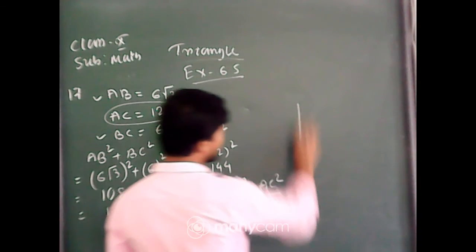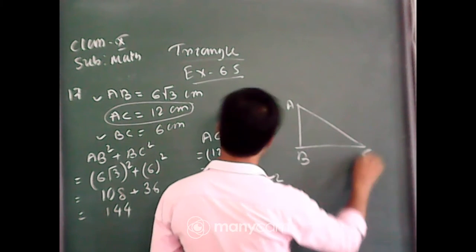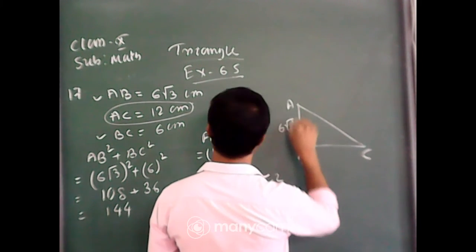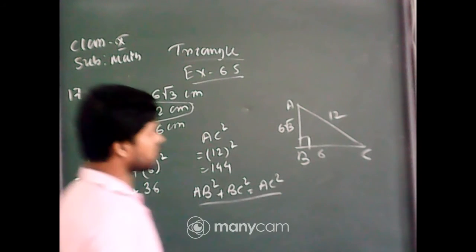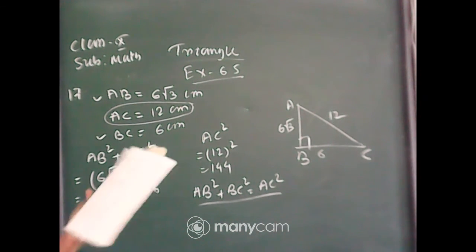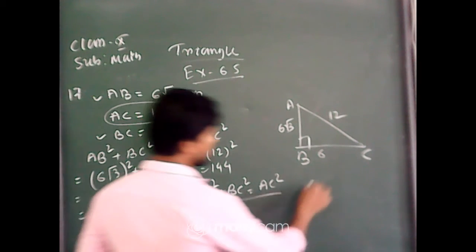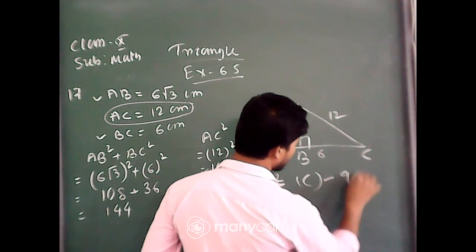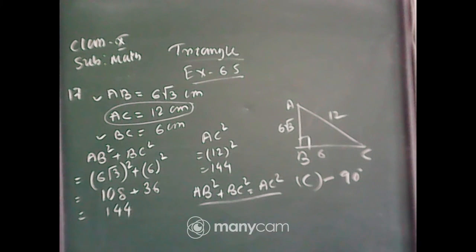So the triangle is a right angle triangle. A, B, C. AB equal to 6 root 3, BC equal to 6. So the triangle is a right angle triangle at the point B. And look at the question. Tick the correct answer. The angle B is, so obviously the answer will be C, which is equal to 90 degrees. And solved. So this exercise is also completed.